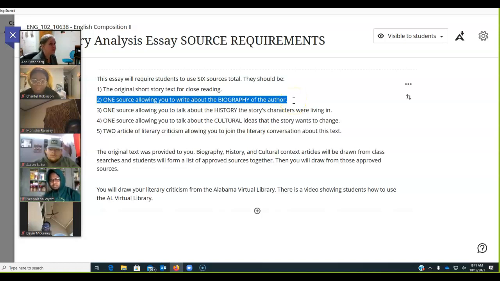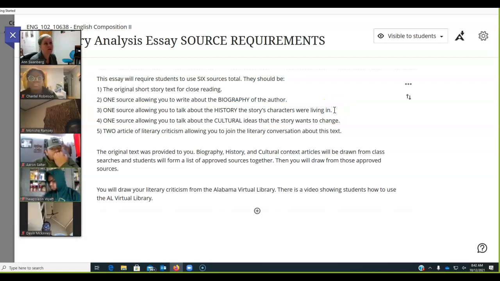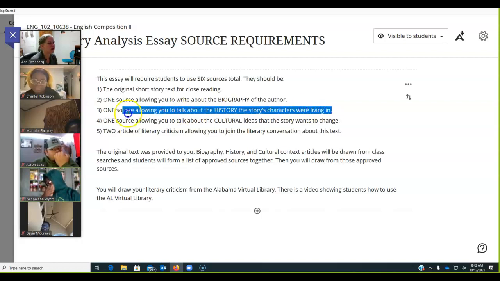Now, you can use the databases if you'd like to. That's certainly not prohibited. If you want to look into history and biography in the databases, I'll show you how. But you can also do that in a Google search, and I'll show you how to evaluate those sources and see which ones are good and which ones are not so great. Okay? All right. One source allowing you to talk about the history the story's characters were living in.